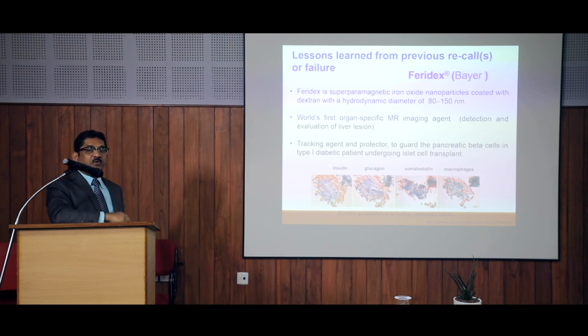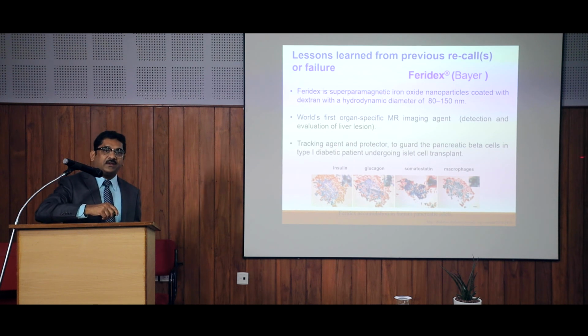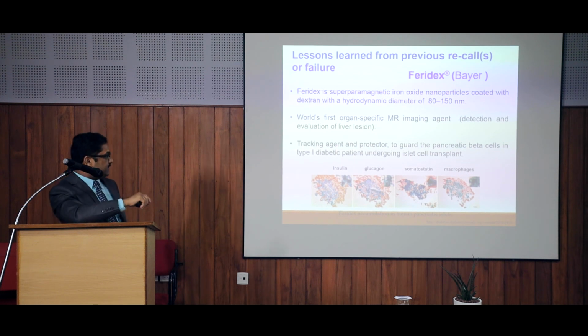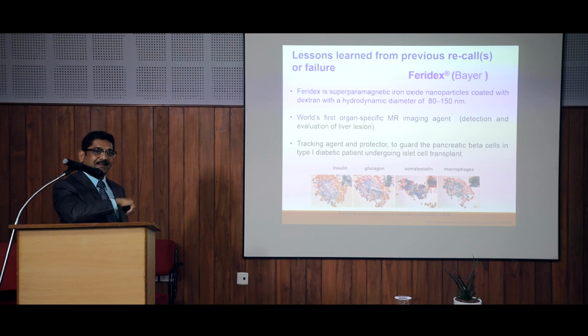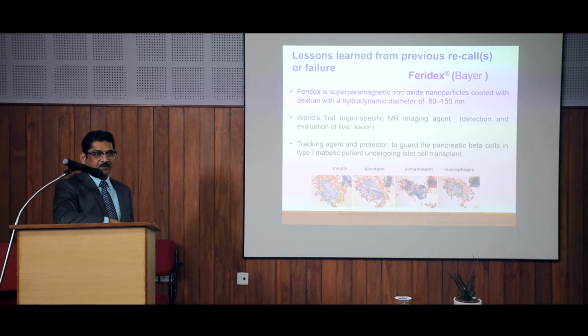This is the example of the Ferredex. So why has it been chosen as a contrast agent? Because it binds very well to macrophages, and various types of cells that express different things. It goes and binds, and then it gives you contrast property.